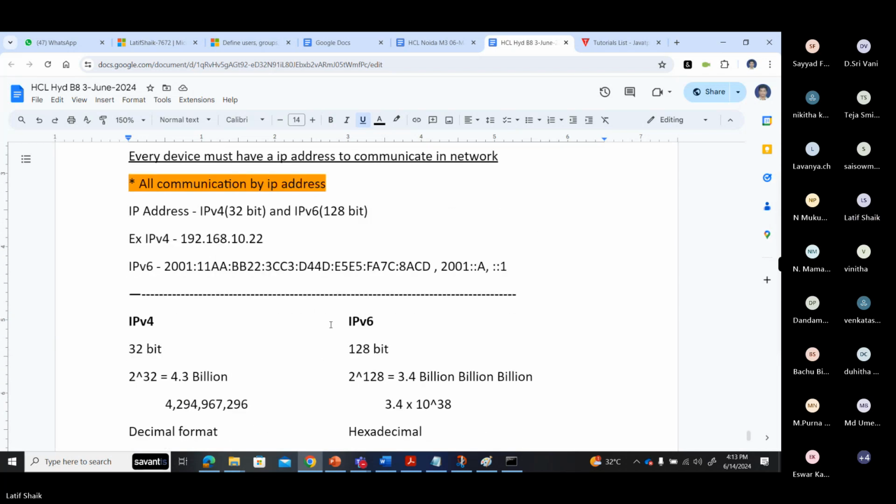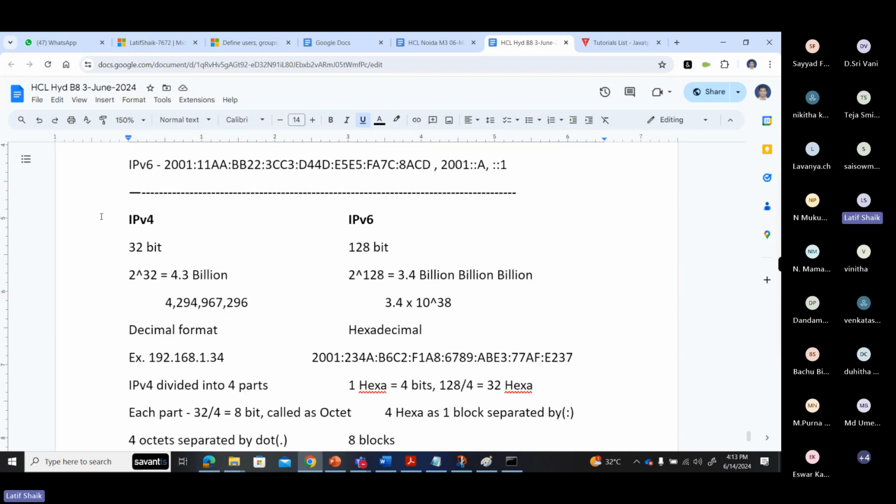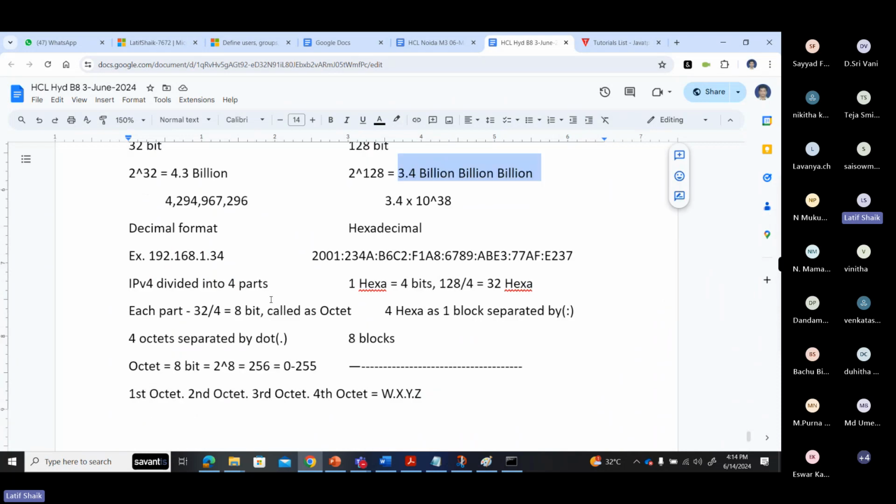The next topic is IPv4 and IPv6. IPv4 is 32-bit, IPv6 is 128-bit. The total number of IPv4 addresses is 4.3 billion. IPv6 has 3.4 times 10 to the 38 addresses. IPv4 is represented in decimal format like this. IPv6 is represented in hexadecimal format.